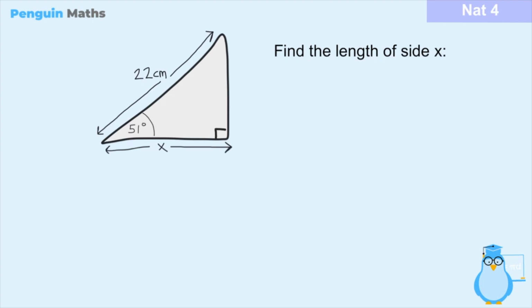So the first thing that we want to do is to label each of the sides of the right angled triangle. Here we have the hypotenuse, which is opposite the right angle. Here we have the opposite side, which lies opposite the known angle of 51 degrees. And down here we have the adjacent, which lies next to the angle and the right angle.